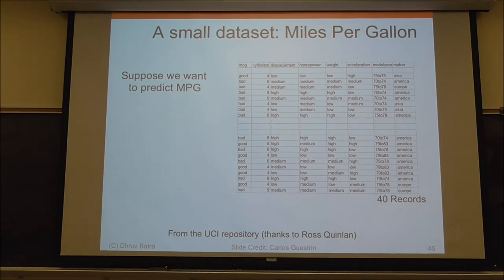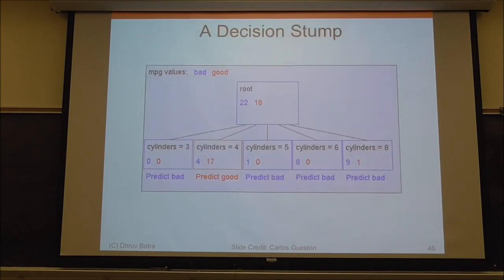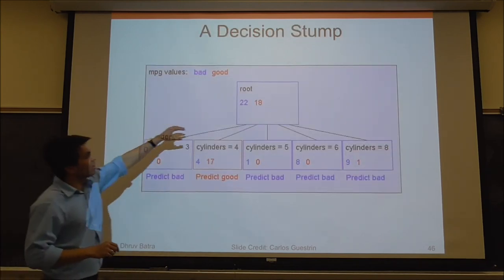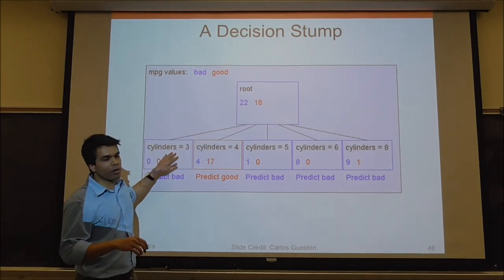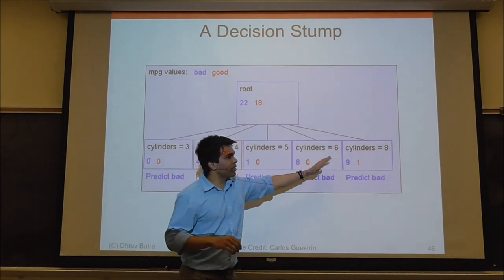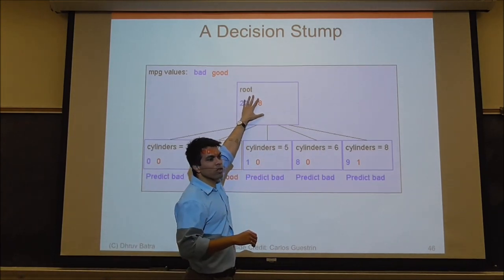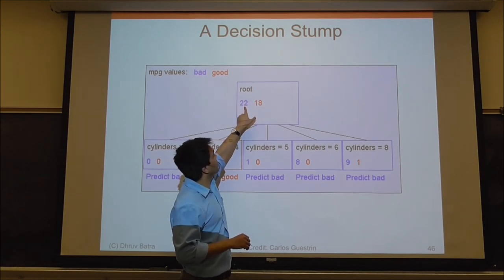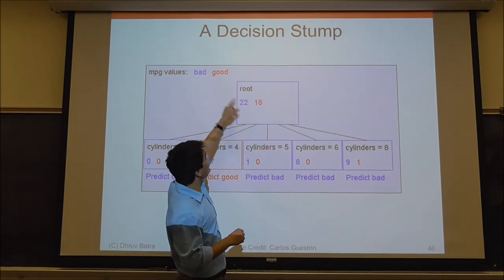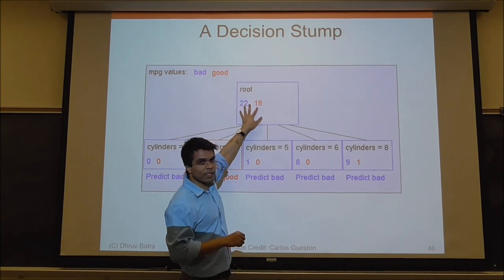But later on, we'll tell you what to do with continuous features. And so here's something that is called a decision stump. You pick one feature, and in this case, I picked cylinders, the number of cylinders in a car. And I basically create, so this was all of my data. By blue and red, I'm indicating the two classes. I had 22 examples of bad miles per gallon and 18 examples of good miles per gallon.